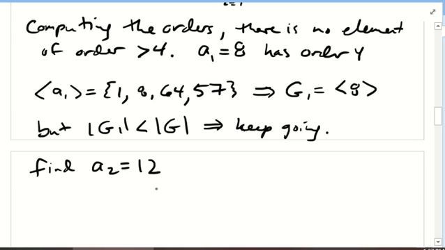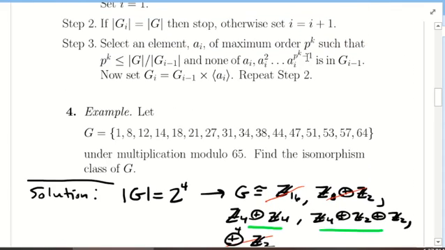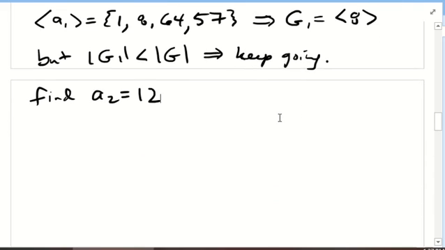Okay, so that it and its powers up to the order of the element minus 1. So we need to find A2. A2 is 12 because 12 is not in A1 or G1. Say that way.